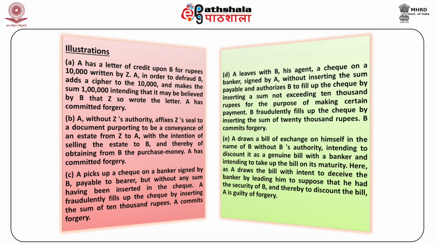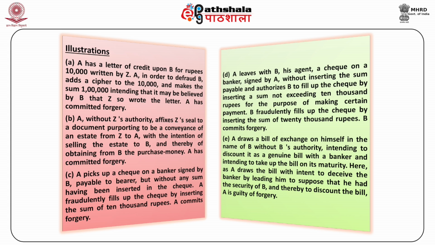A commits forgery. D. A leaves with B, his agent, a check on a banker signed by A without inserting the sum payable, and authorizes B to fill up the check by inserting a sum not exceeding 10,000 rupees for the purpose of making certain payment. B fraudulently fills up the check by inserting the sum of 20,000 rupees.